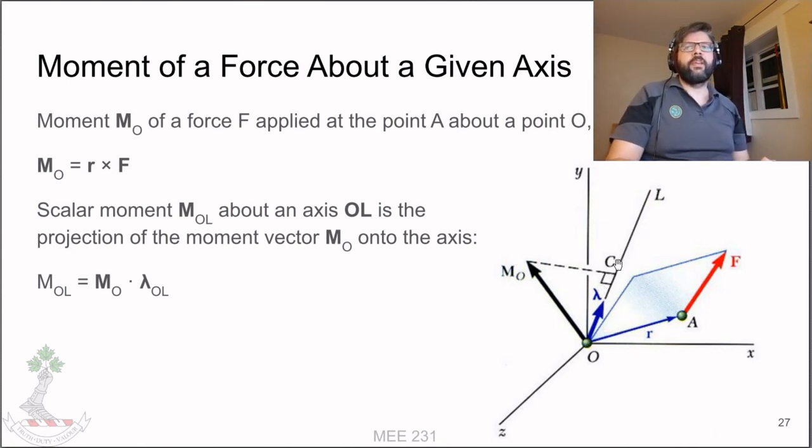Now you notice that the result, the M_L here, isn't listed on this graph because it isn't a vector itself. It can't really be shown on the graph. It's just a magnitude. But the magnitude of the dot product of those two vectors gives us the tendency for this force applied at this point to cause rotation about this axis.